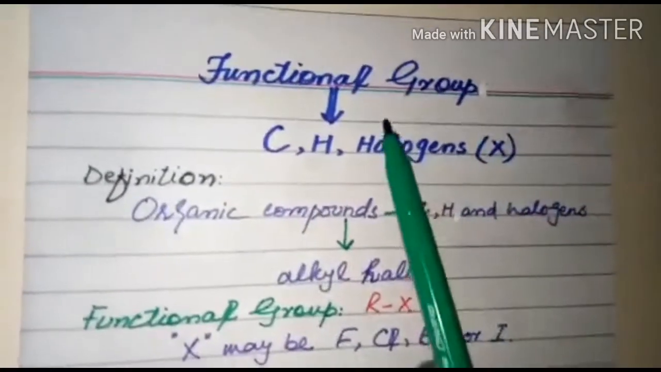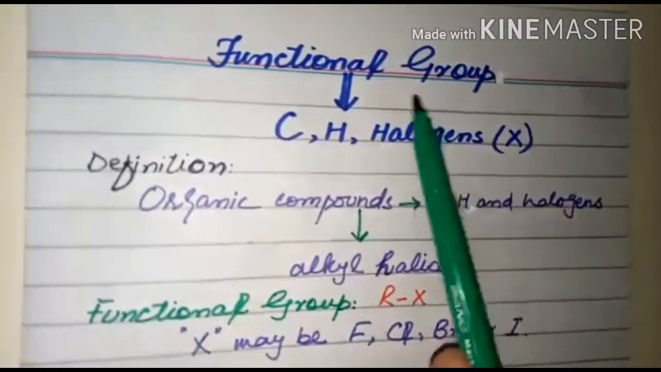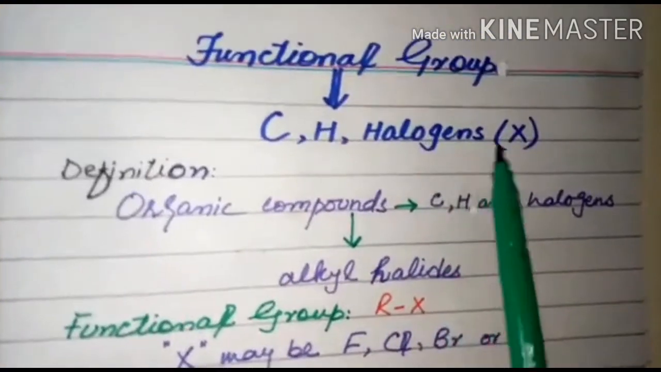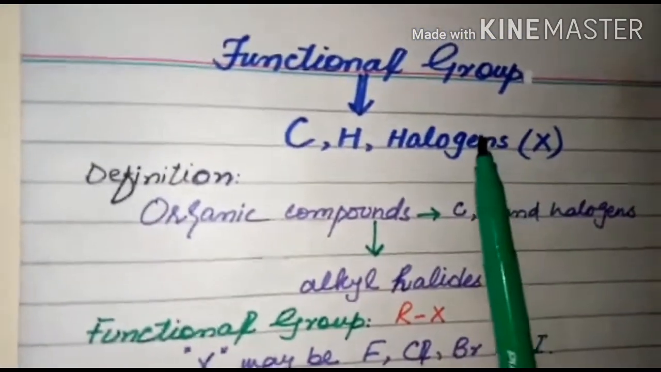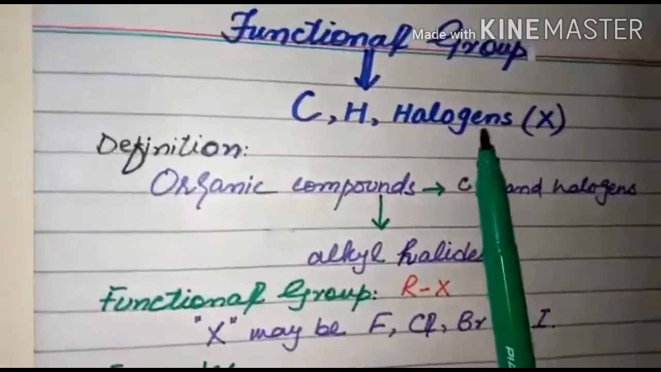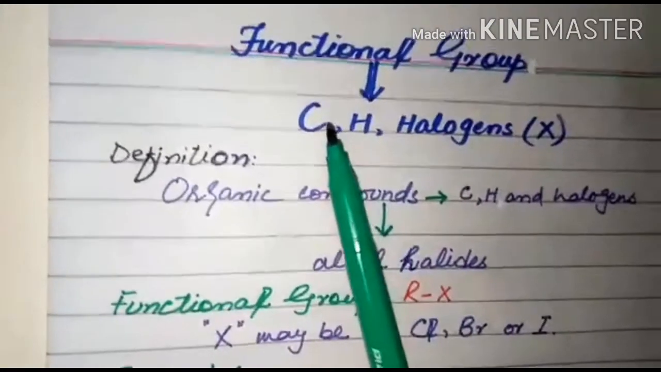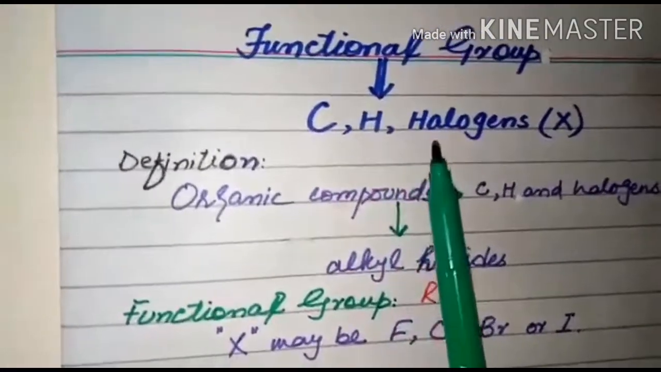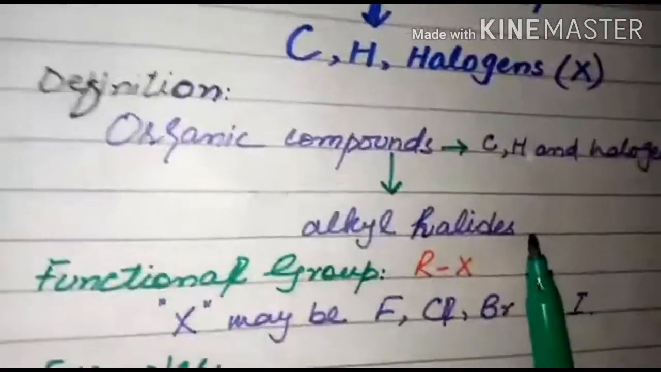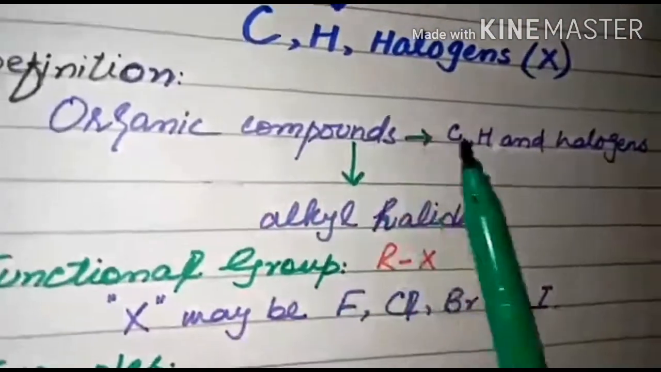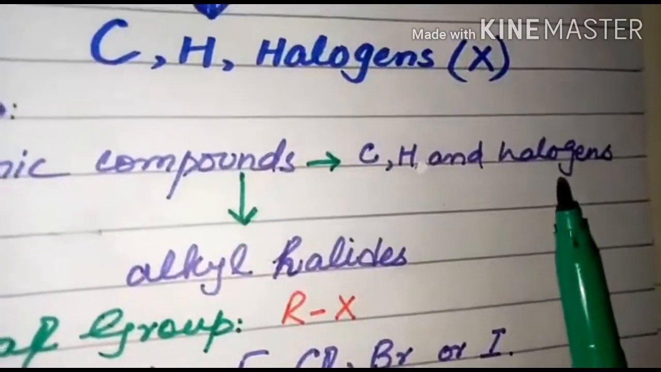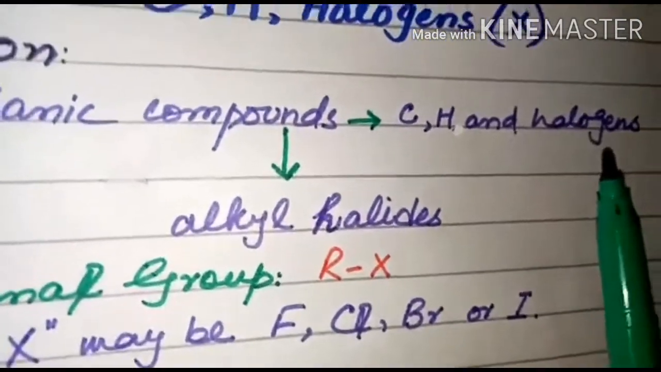The next functional group is that which contains carbon, hydrogen and halogens. As we know, halogens are represented by the capital letter X, which include fluorine, chlorine, bromine and iodine. So any halogen can combine with this carbon, hydrogen and form a functional group which is called alkyl halides. So first, see the definition. The organic compounds containing carbon, hydrogen and halogens. Halogens mean fluorine, chlorine, bromine, iodine, any halogen that can be attached.